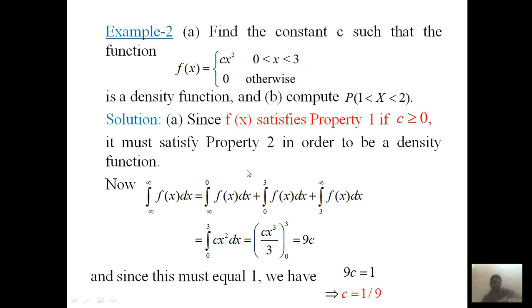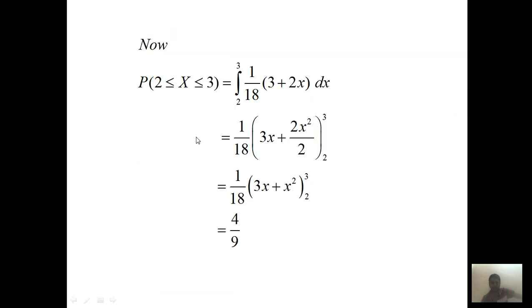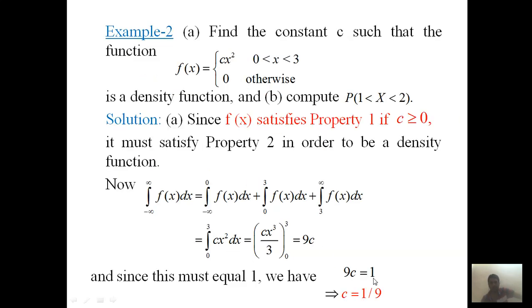In the first case the integrand becomes 0, in the second case the integrand becomes 0, and the integrand is non-zero only in the interval 0 to 3. So we have the integral of c x squared dx. Simple integration: c x cubed by 3, with limits 0 to 3, gives 9c. But it is already given as a probability density function, so the integral from minus infinity to infinity of f(x) dx must be equal to 1. So 9c is 1, and c is equal to 1 by 9.